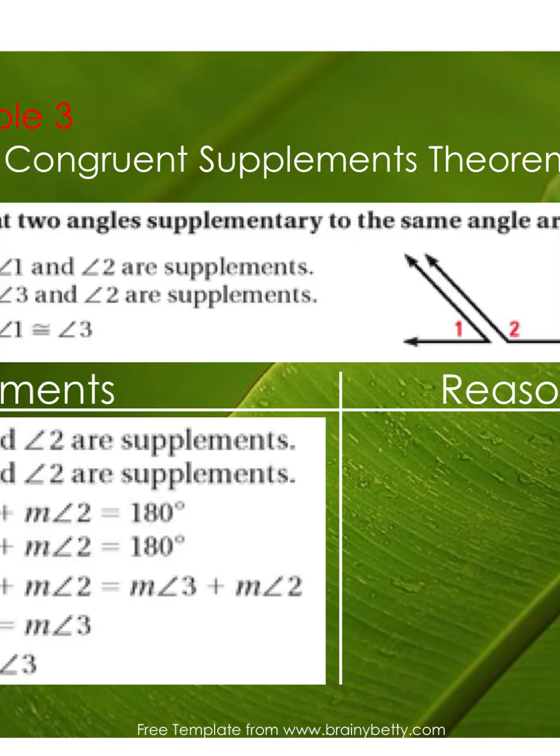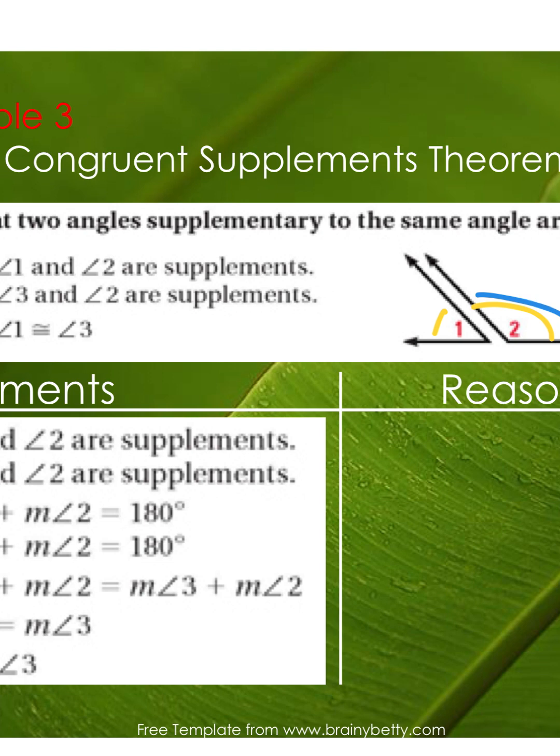So this is example 3, and they're telling us that angle 1 and angle 2 are supplementary. Angle 3 and angle 2 are also supplementary. So I'm going to mark that down. 1 and 2 are supplementary, and in a different color, 3 and 2 as well are supplementary. They want us to prove that angle 1 and angle 3 are congruent.